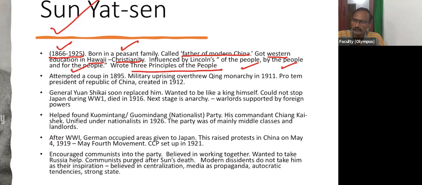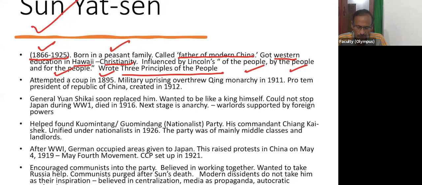And he felt there were serious problems with Confucian teachings and the traditions. So he wanted modern China and modern education. And he attempted a coup in 1895 and it failed. So he began writing, talking, mobilizing people, and got support from exiles.